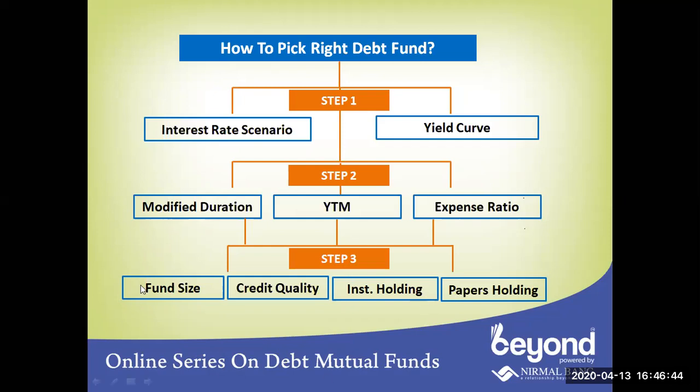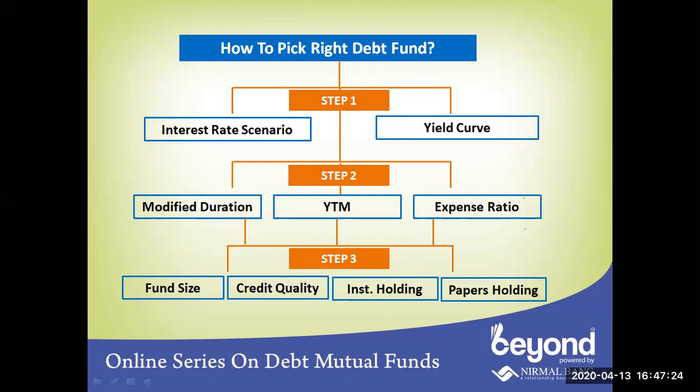So this is the full, in-depth analysis we do in our third step. Why fund size, I'll explain one by one. Basically on the debt side, mostly if you talk about money market kind of funds, I'm talking about overnight, liquid, ultra short term, and money market funds, these are the funds in which corporates mostly participate. And whenever a corporate invests, the ticket size of the investment is huge. So that is where the fund size comes into the picture.